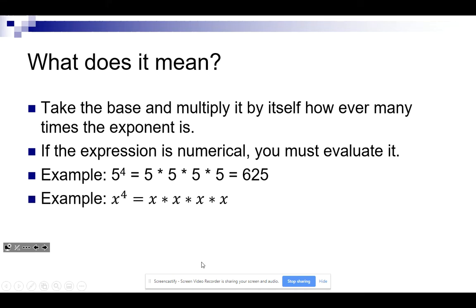X to the 4th will be x times x times x times x. If they ask you to expand x to the 4th, that is what you have to write.